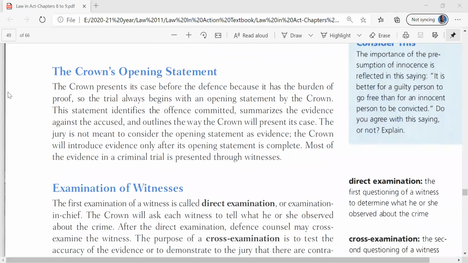So the Crown makes the opening statements, right? They explain what the crime is, what they think the person did, how they're going to prove it, what's going to happen, how they're moving forward. Then they have witness examination. So there is direct examination and cross-examination.